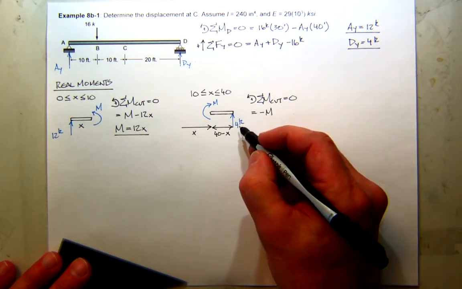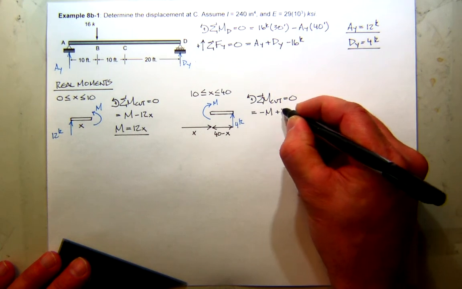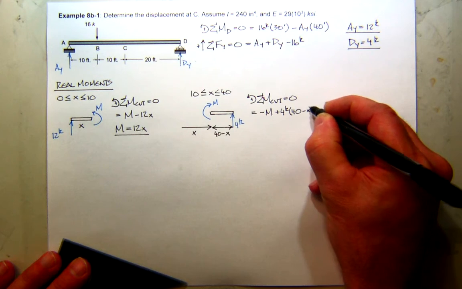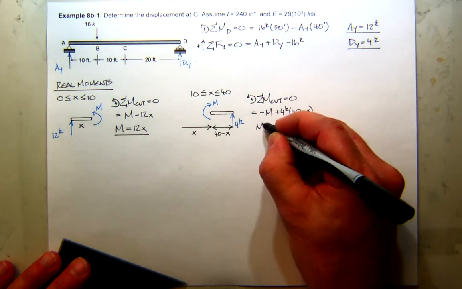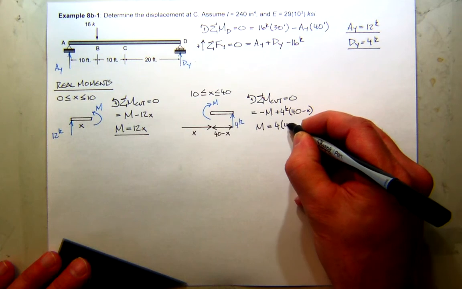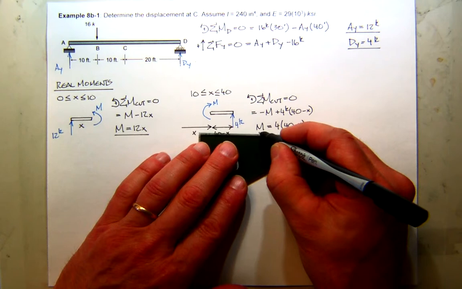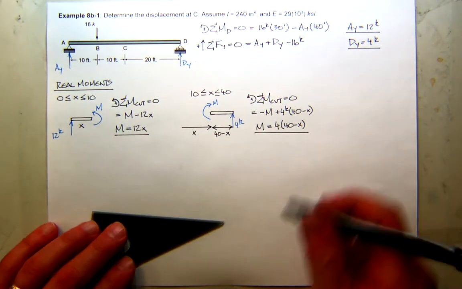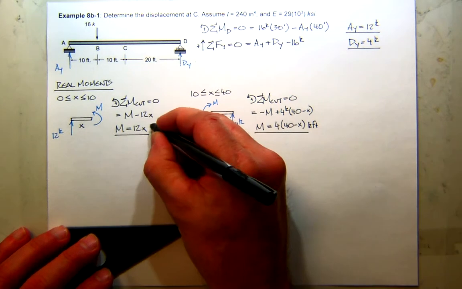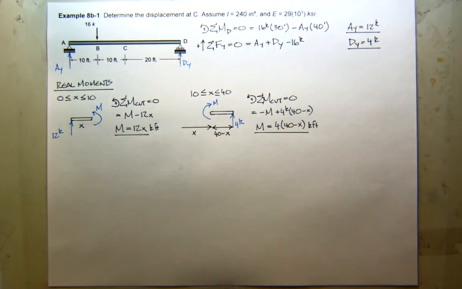And the 4 kip load creates what kind of moment about the cut? Positive or negative? Positive. So I'll have 4 kips times a moment arm of 40 minus x. So when you solve for the moment there, you get 4 times 40 minus x. I've left off my units here, but remember my units are going to be kip-feet on both these expressions. So we have our real moment expression.